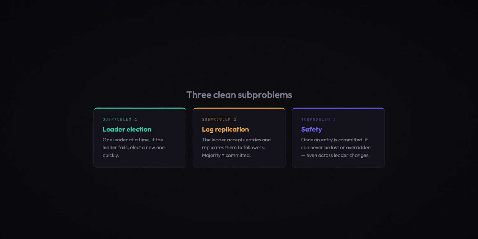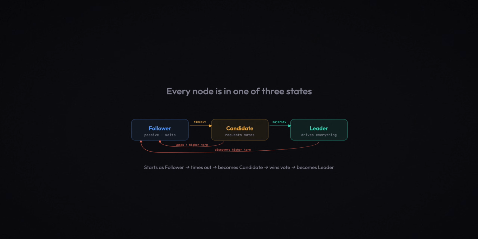Let's walk through them. Every node in a Raft cluster is in one of three states at any given moment. Follower: the default state, passive. Followers just respond to requests from the leader and candidates. They don't initiate anything. Candidate: a follower that hasn't heard from a leader transitions to candidate. It starts an election by requesting votes. Leader: the candidate that wins the election. The leader handles all client requests, replicates log entries, and sends heartbeats to maintain authority.